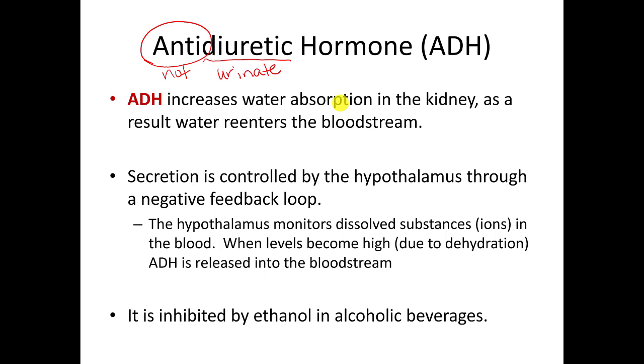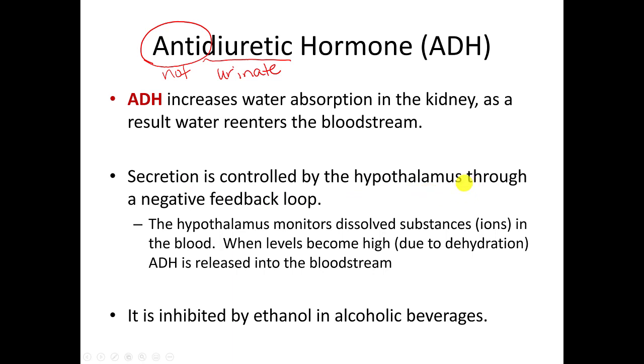You put the water back in your bloodstream, and if it's not coming out in your urine, that means you're not urinating very much. It's going to cause the urine that you do produce to be very concentrated. It's going to have a really strong odor. It's going to be really dark in color, and it's not going to have much water in it. Now, the secretion of the antidiuretic hormone is, again, controlled by the hypothalamus.